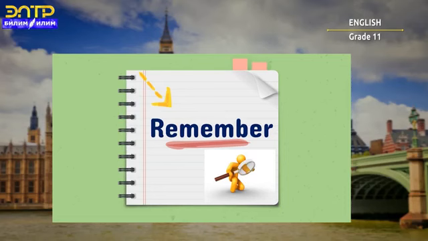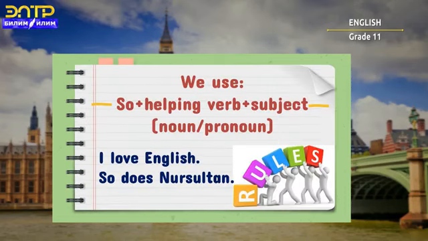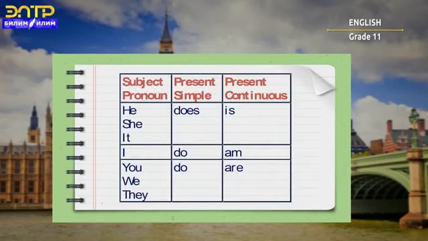Remember, how can we form an agreement with positive sentences? As we can see in the previous examples, we use "so" plus the helping verb and the subject, whether it is a noun or pronoun. For example, I love English, so does Nursultan.